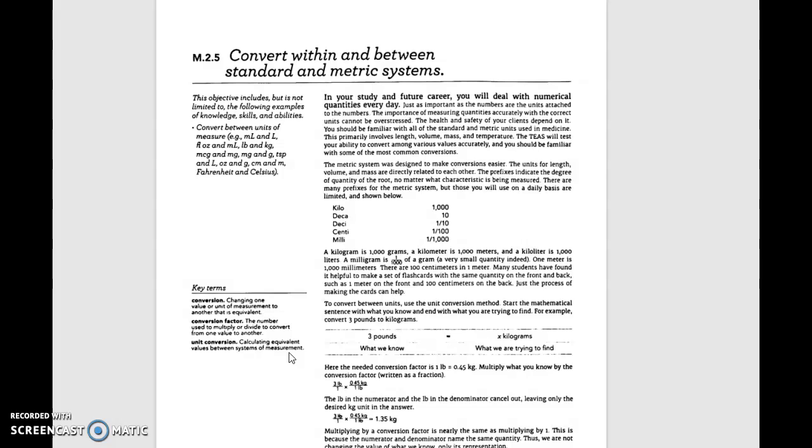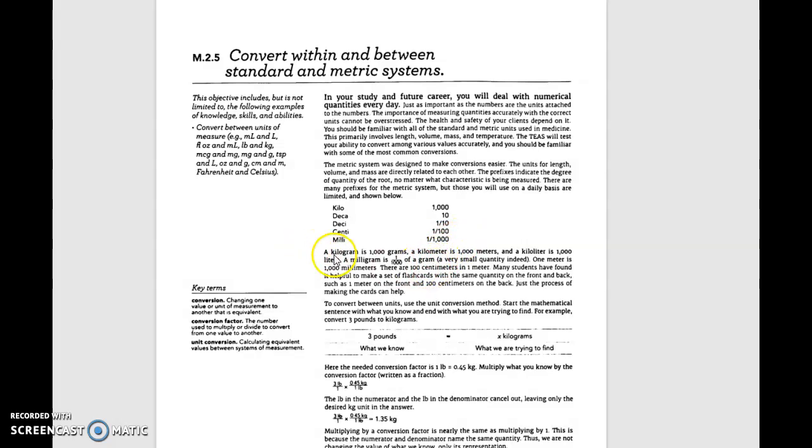So what we're going to do is, the book has a couple of examples. I have a few more. But let's go over here and read some of the stuff that's in your book. It says the metric system was designed to make conversions easier. The units for length, weight, and volume are directly related to each other. The prefixes, which are also on the section 1.7 handout: kilo is 1,000, deca is 10, deci is 1/10, centi is 1/100th, and milli is 1/1000th.